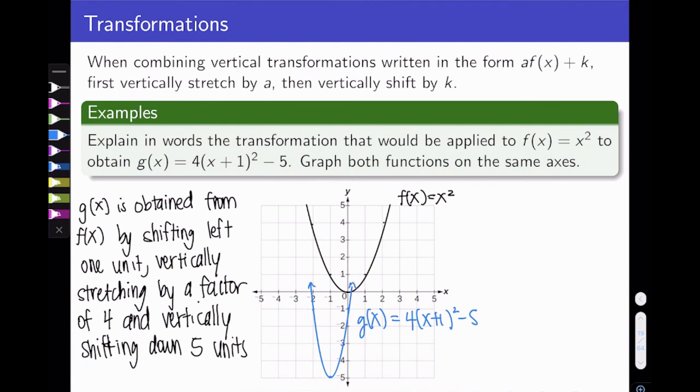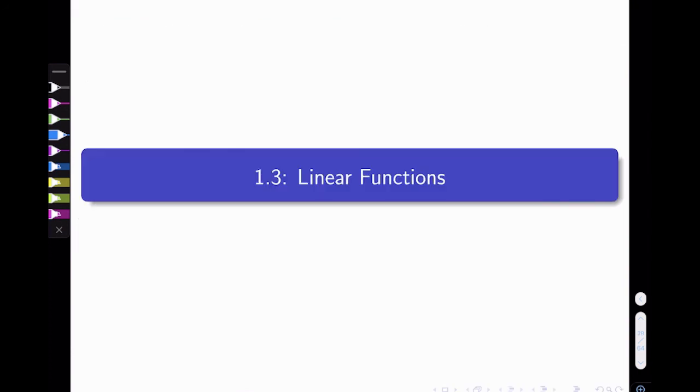In the next video, we'll discuss linear functions.